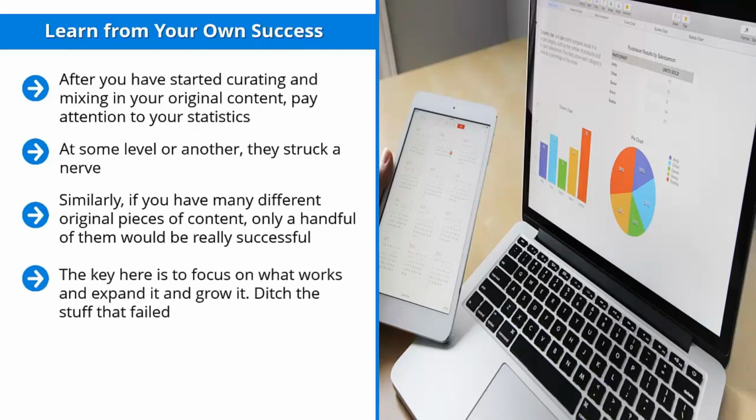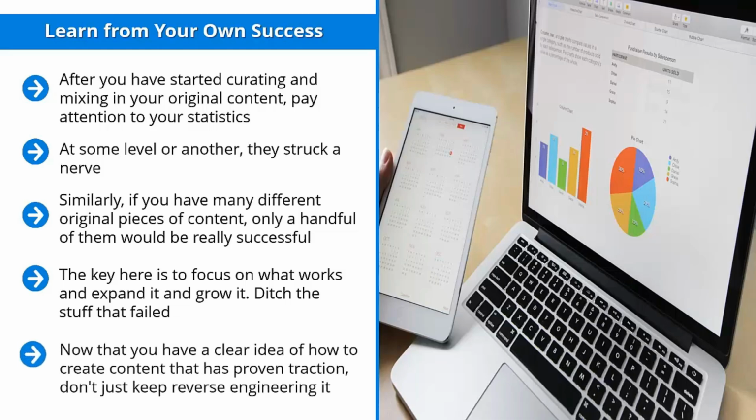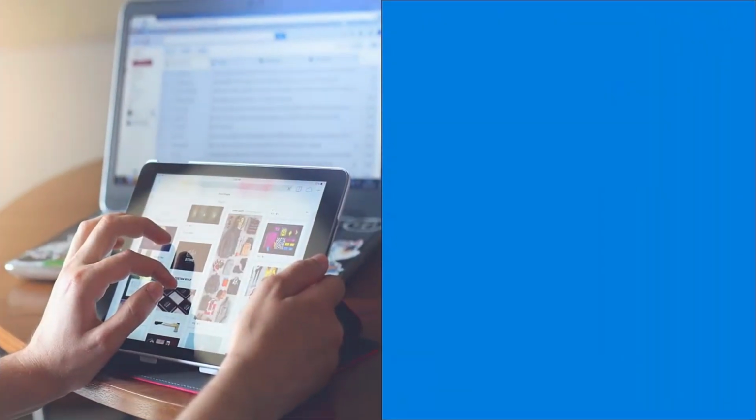The key here is to focus on what works and expand it and grow it. Ditch the stuff that failed. Build on your strengths. Create derivative, cross-platform variations of your most successful content. Now that you have a clear idea of how to create content that has proven traction, don't just keep reverse engineering it. While you need to continue doing that, you also have to do something else. Create derivative or cross-platform versions.